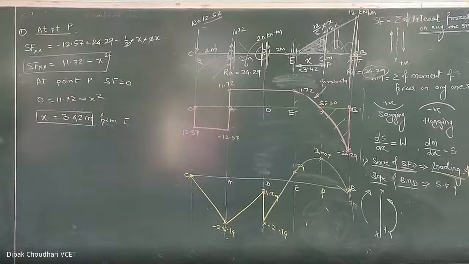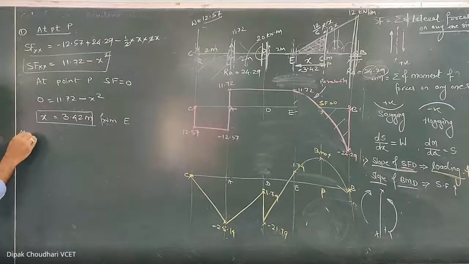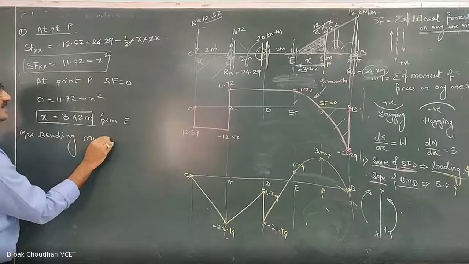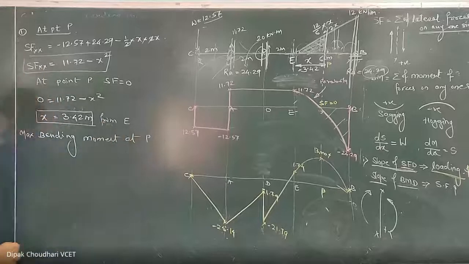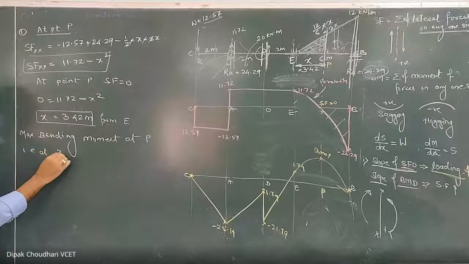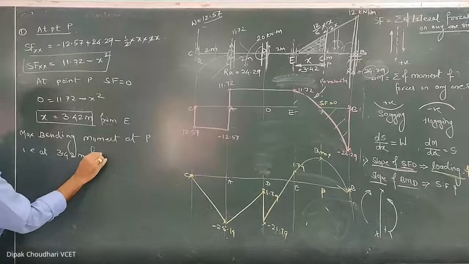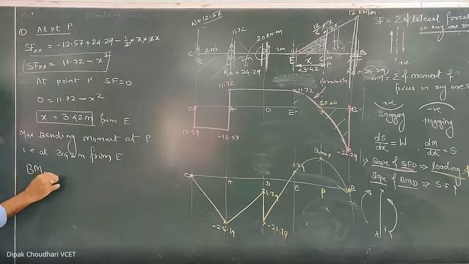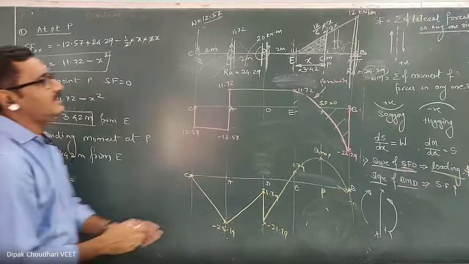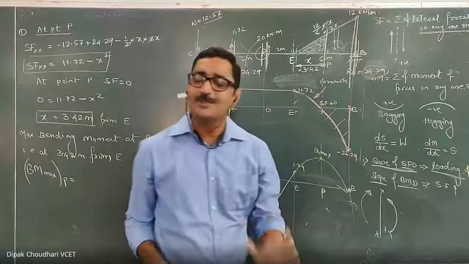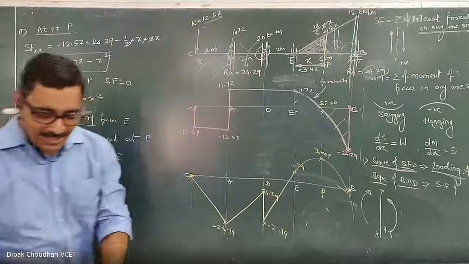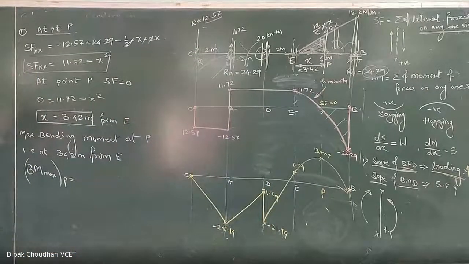Okay. So at x equal to 3.42 meter from E, the bending moment is maximum. So let's calculate that maximum bending moment. Maximum bending moment at P, that is at 3.42 meter from E. So let's calculate the maximum bending moment at point P. यहाँ पे मुझे अभी maximum bending moment calculate करने का है, और यहाँ पे मुझे bending moment calculate करने का है, which will be the maximum. Okay, any doubt? Now tell me, how I can get the bending moment at this section?